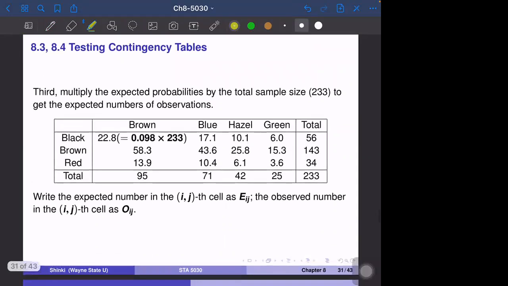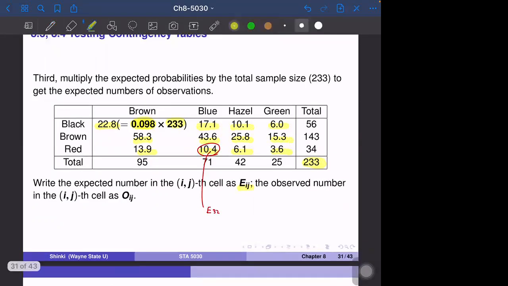Then finally, we calculate the expected number of observations in each cell if the two factors are independent. We have already calculated the probability, so we multiply the probability by the total number of observations. Then we get the expected number, and we can do the same for all cells. Of course, the actual number should be an integer, but this is just the expected number, so it can be fractional. We call these expected numbers E sub ij. For example, here is the third row and the second column, so E sub 3,2.